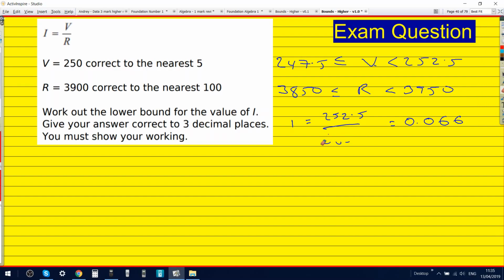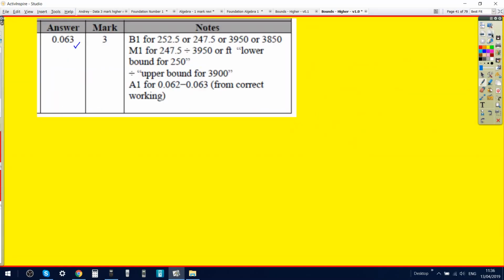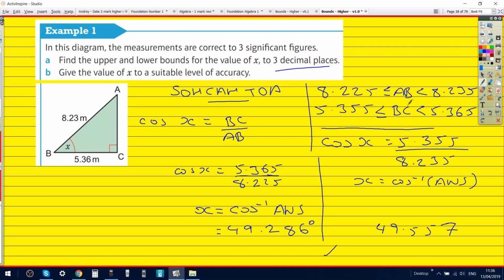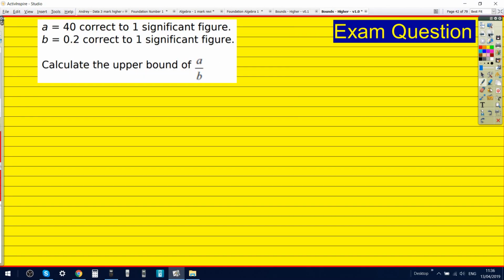You want to get the smallest number you can possibly get. Smallest divided by... You found the... So 247.5, 0.5 divided by 3,950. And that gives you 0.063. So just watch out for that, because I think you did the same thing for this one back here, where you thought one is the upper, one is the lower.